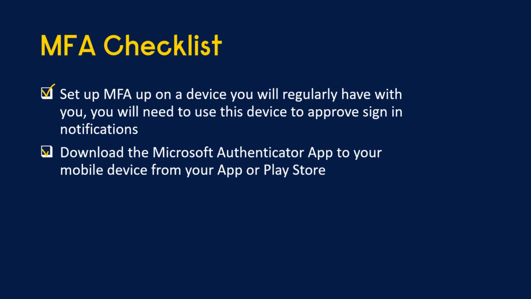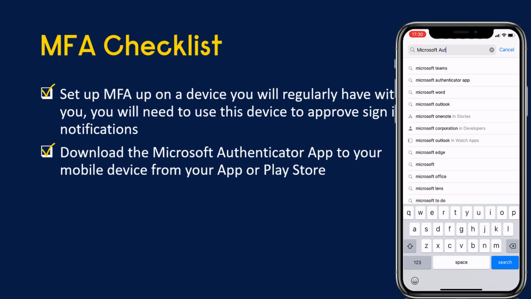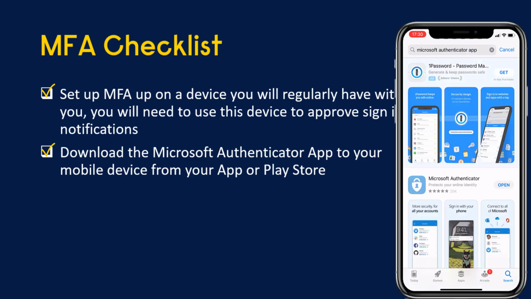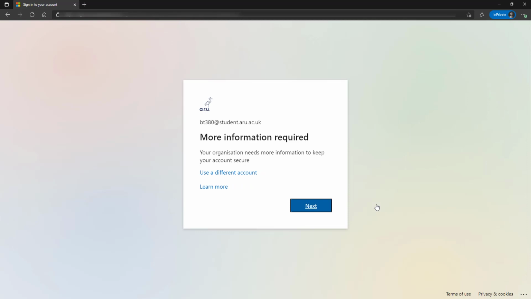You will need to download the Microsoft Authenticator app, as this is the app you will use to approve notifications. If you have not yet done so, simply go to your App Store or Play Store and search Microsoft Authenticator app and download this to your device. Let's look at the screens you will now see in more detail.